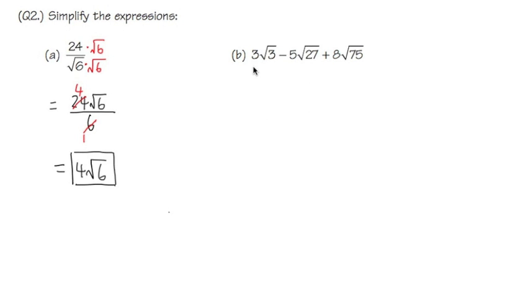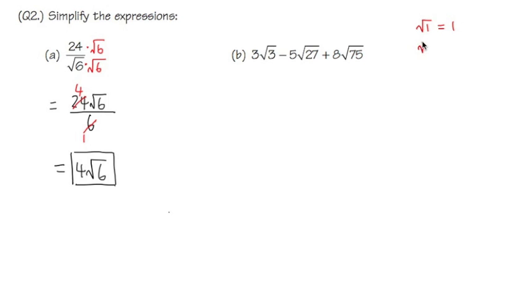Now for part B, we are going to combine these three square roots together. However, square root of 27 and square root of 75 must be simplified first. This is how I will recommend you guys to do it. Let's write down some of the perfect squares on the side. Start with square root of 1 is equal to 1. Even though you never use 1 to simplify square roots, but this is a good start.